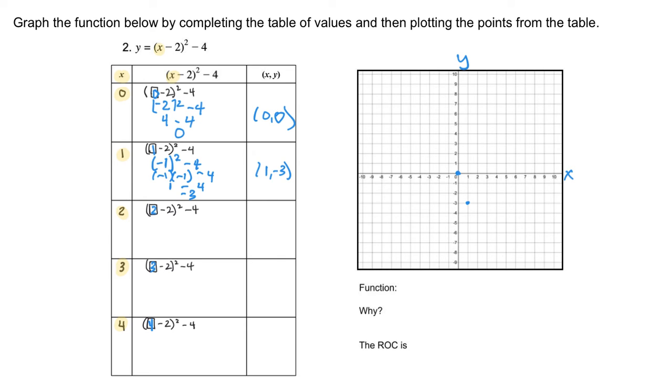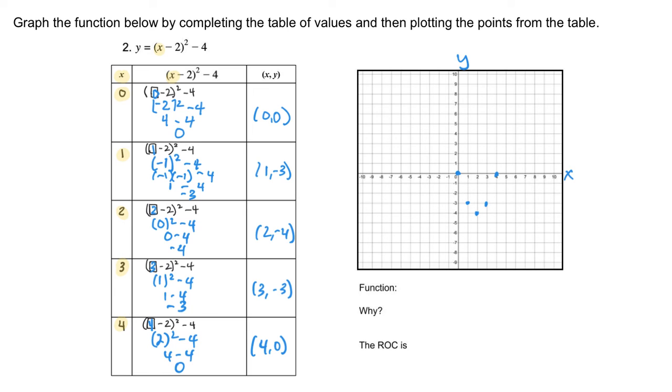So finish the rest of this table and write your ordered pairs. Take a moment to look over my table and make sure that that matches. Come see me if you have questions. Ask me in class. So we need to plot that third point. So when x is 2, y is negative 4. When x is 3, y is negative 3. And when x is 4, y is 0. So these are the points that are plotted here.